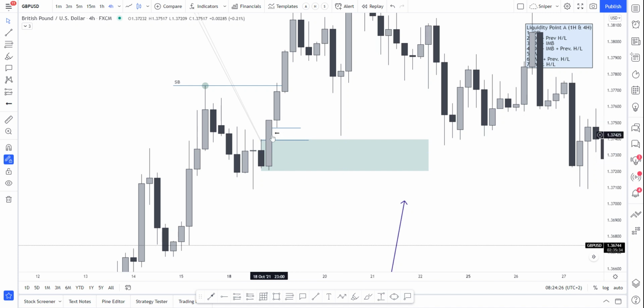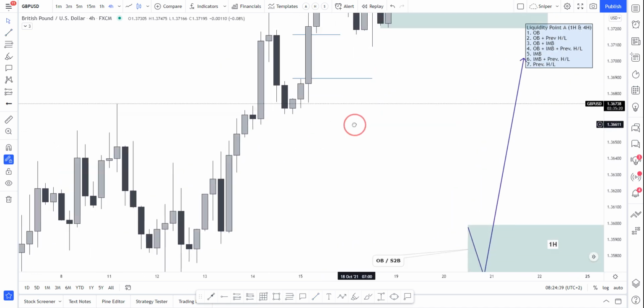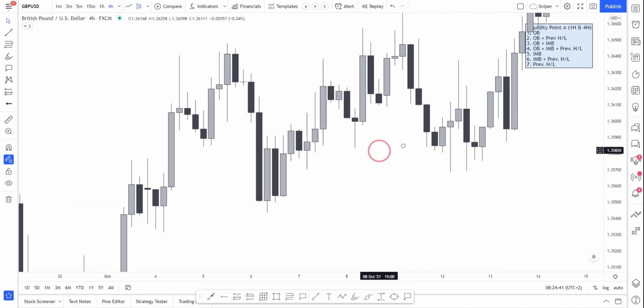We have our imbalance over there. Price comes, taps into the imbalance, and moves towards the upside. Here we have imbalance as well. See the wick coming into that imbalance. And let's see some more examples.